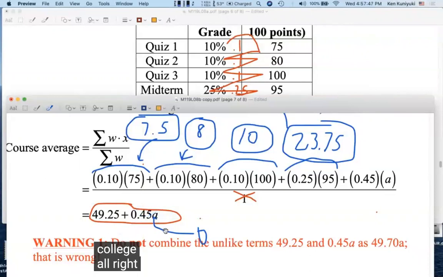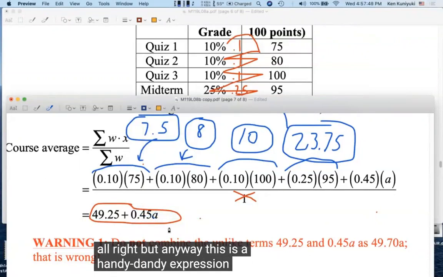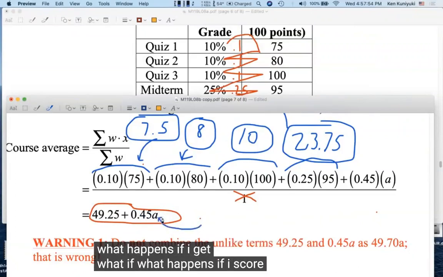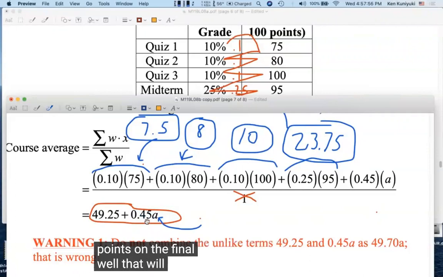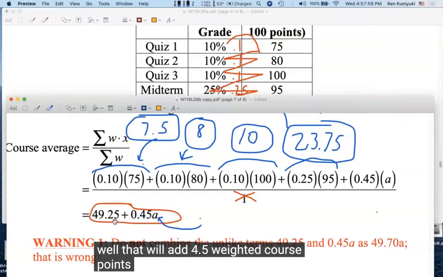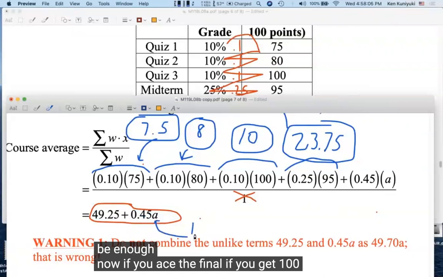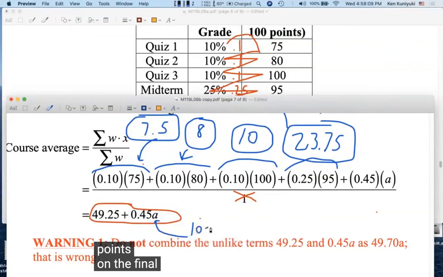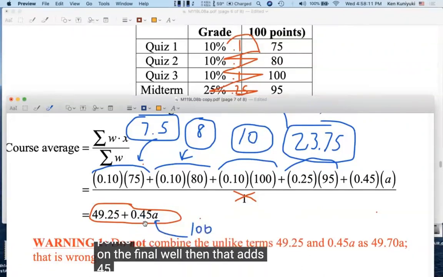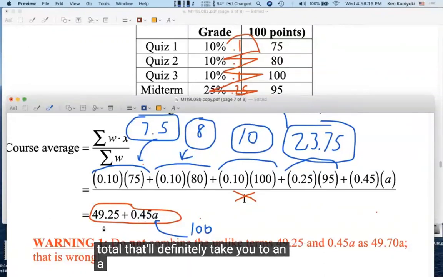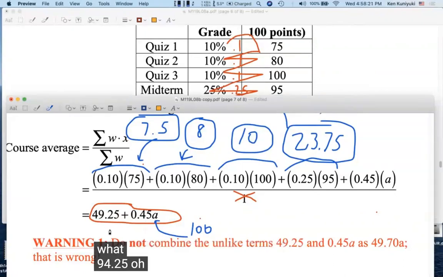All right. But anyway, this is a handy dandy expression, because then you can ask questions like, what happens if I score 10 points on the final? Well, that will add 4.5 weighted course points. That'll take you to like 53.75. That won't be enough. Now, if you ace the final, if you get 100 points on the final, well, then that adds 45 more weighted course points to your total. That'll definitely take you to an A. All right, that's going to take you to what? 94.25? Well, that'll absolutely do it for you.